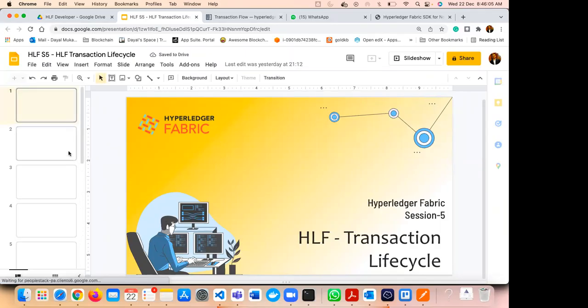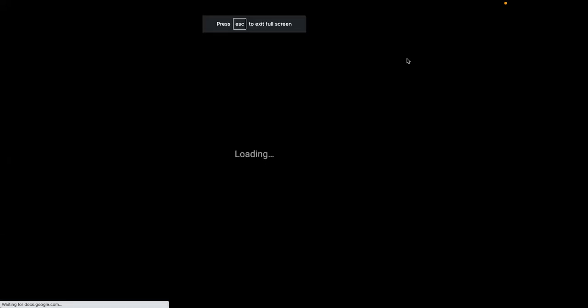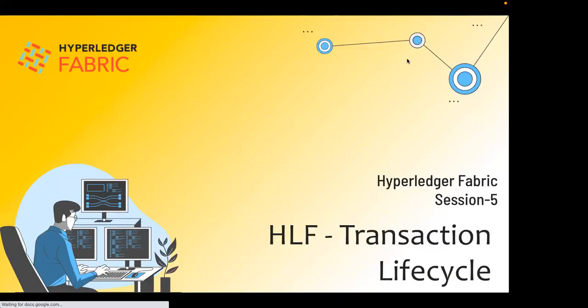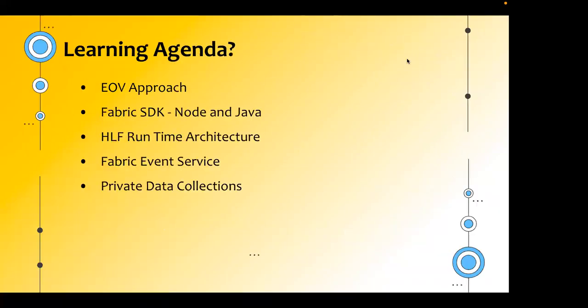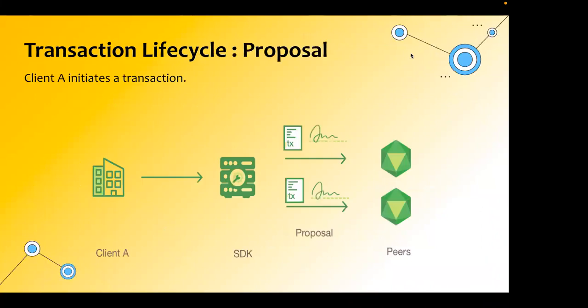Okay. So here we'll discuss the transaction life cycle. The transaction life cycle is pretty clear, but I will explain it with a simple diagram, so that it will be very clear to you. The very first thing is the proposal. You have the client here, client A, consider it as a mobile application. You are sending a request to the SDK. The SDK will create a proposal and send it to the peers.